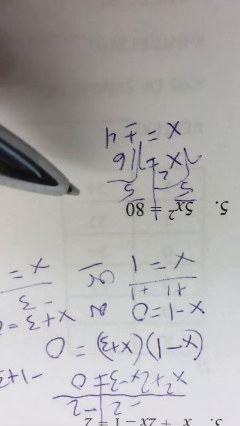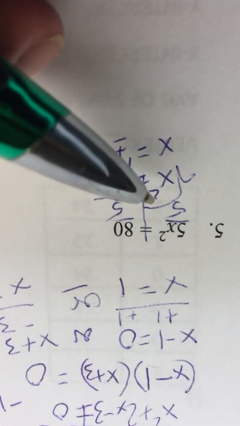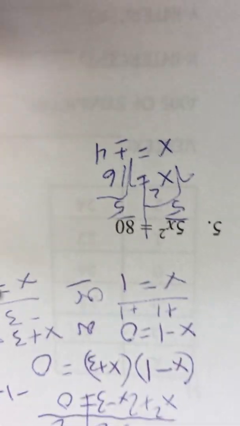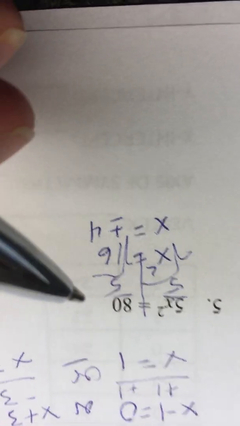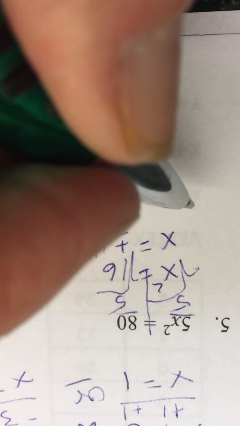Now, how would we do this one if you didn't recognize that you could have done it this way? We could also still do the factoring version. So let me do the factoring version here real quick. We would still get everything to one side. So this is 5x squared.